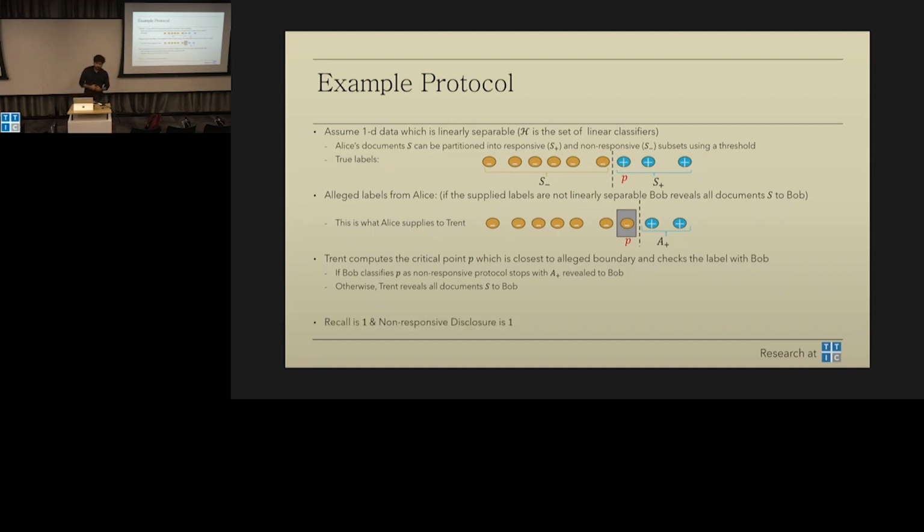So let's just make sure we understand what the recall and non-responsive disclosure are for this protocol. The recall is 1. In either case, we are guaranteed to learn S plus. If Alice behaves truthfully, then A plus is indeed revealed to Bob, which is S plus. And in the other situation, the entirety of the data set will be revealed to Bob. So in both cases, we see that the recall is 1. And what about the non-responsive disclosure? If Alice acts truthfully, she supplies the correct set A plus as S plus, there will be at most one critical point that Trent will be sending to Bob for verification. So in this simple setting, the non-responsive disclosure is 1 and the recall is also 1. Okay.